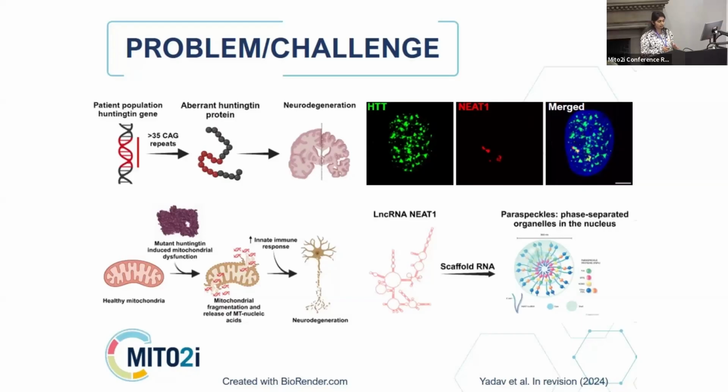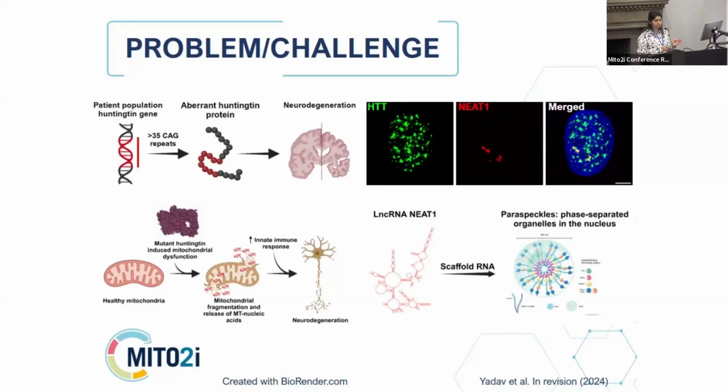Now, there are no disease modifying therapies available. And one of the reasons is because we really don't know what is the exact function of wild type Huntingtin protein and how mutant Huntingtin protein dysfunctions. So, in the past 3 years of my PhD, I found that Huntingtin protein interacts with NEAT1 in the nucleus.